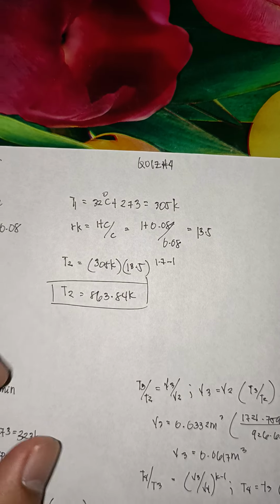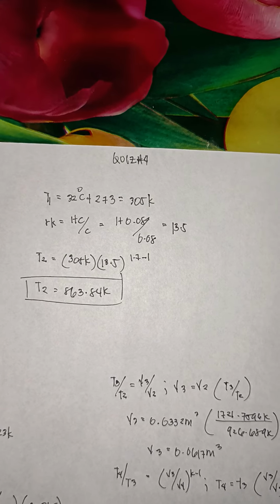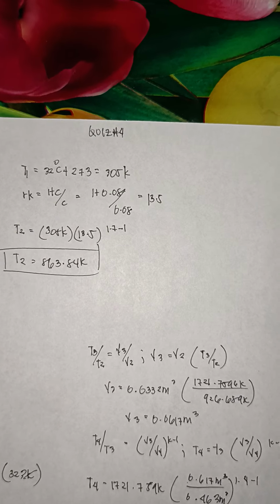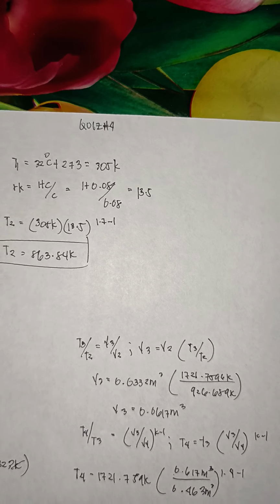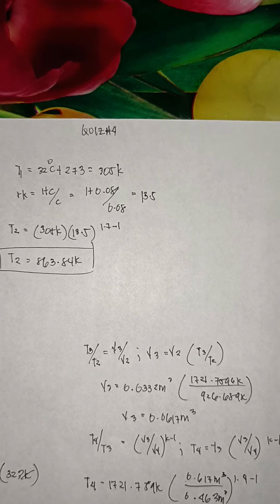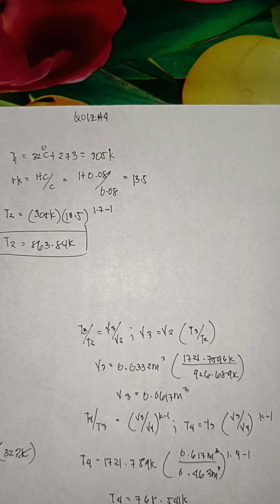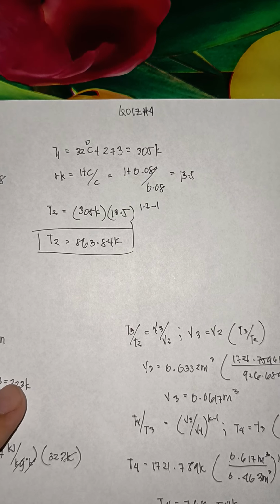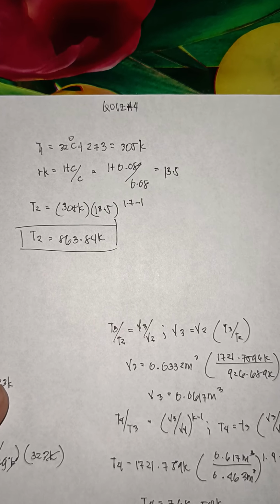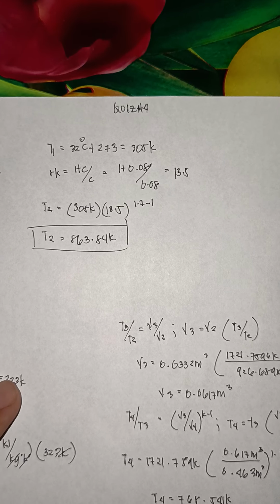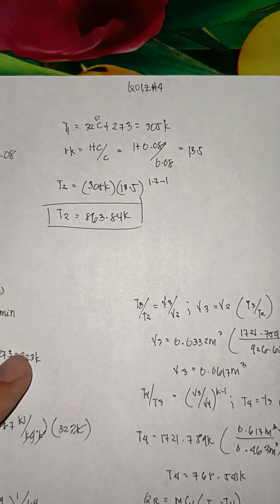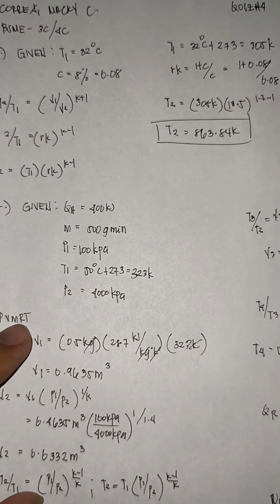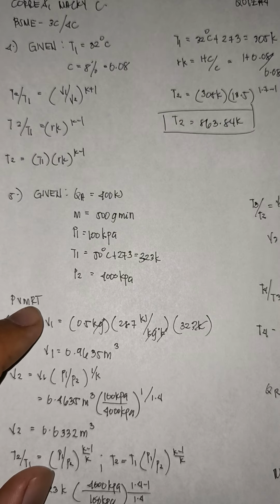Then we have T1 equals 32 degrees Celsius plus 273, then equals 305 Kelvin. Then rk equals (1 plus C) over C, equals (1 plus 0.08) over 0.08, equals 13.5. Then T2 equals 305 Kelvin multiplied by 13.5 raised to 1.7 minus 1. Then we have T2 that is 863.84 Kelvin.